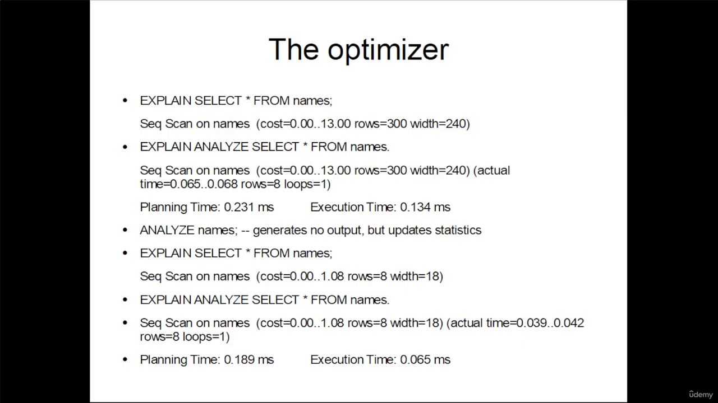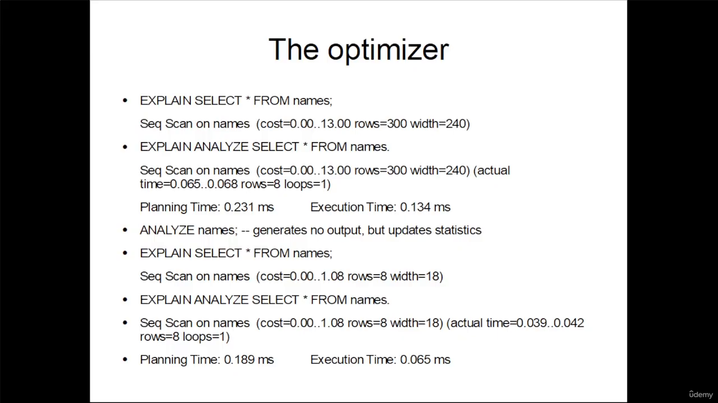Using the optimizer, an example. Let us see how the optimizer works with a simple query in Postgres. Select asterisk from names. Inspect the query plan. Use explain to see the optimizer's plan without running the query. Explain select asterisk from names.